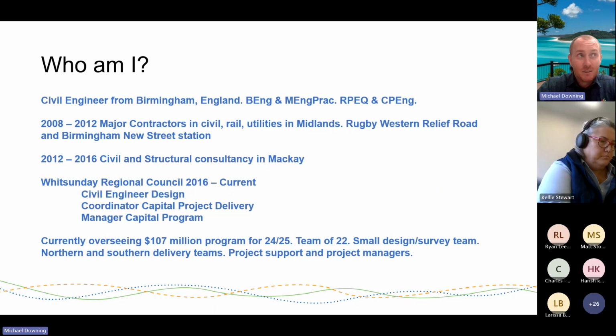As of this morning, once the council meeting occurs, we've got a $107 million program for 24-25, and the next couple of years are going to be quite significant also. For the size of our council, that's large. We've got a team of 22, a small design and survey team, 2 delivery teams in the north and the south, and a number of support officers and project managers to help us deliver those projects.